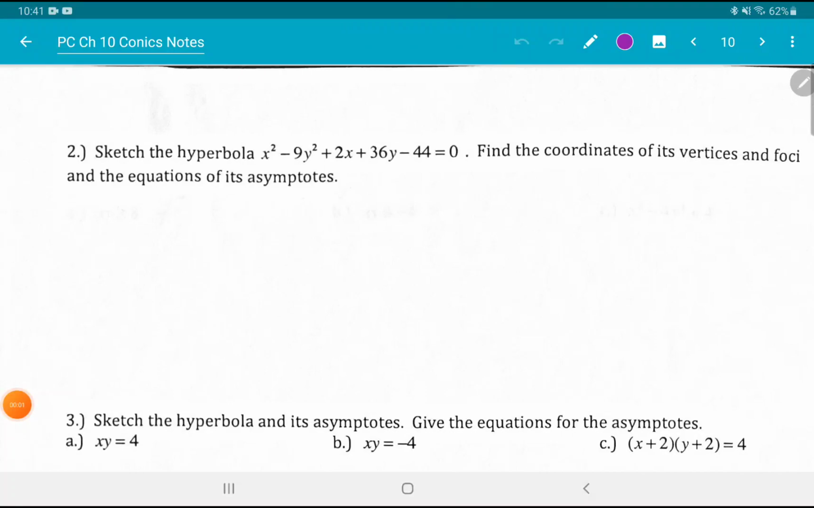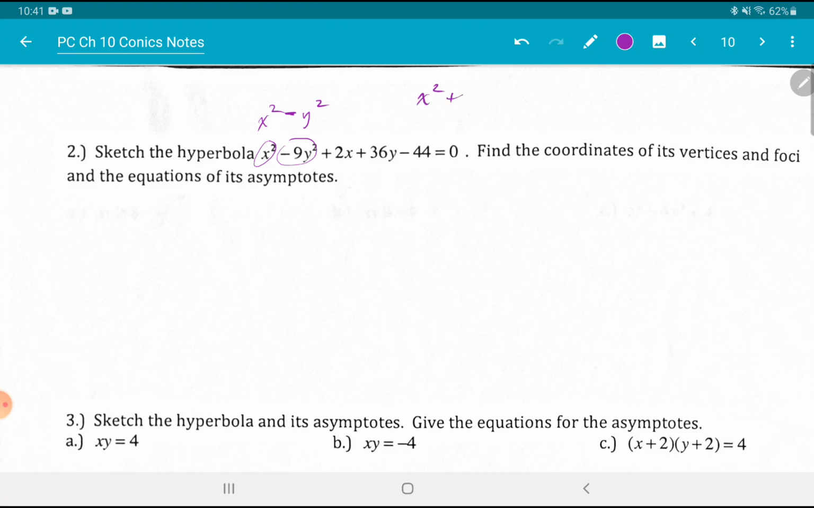All right, sketch the hyperbola. x squared minus 9y squared plus 2x plus 36y minus 44 equals 0. How do I know that's a hyperbola? Because I see x squared minus y squared. So if we have the minus with the x and y both squared, that's going to be a hyperbola.